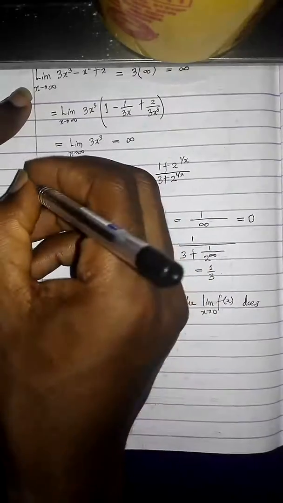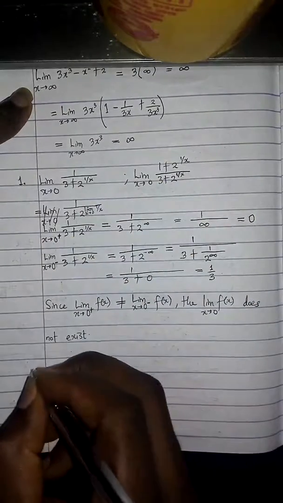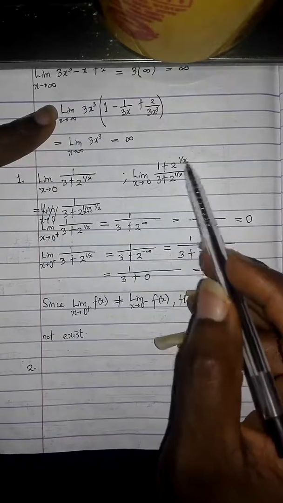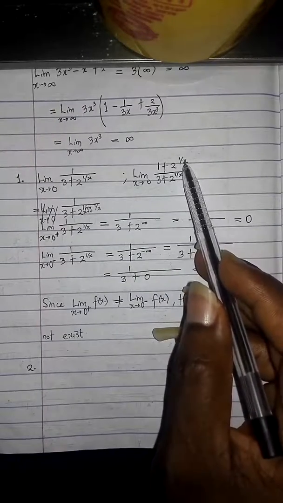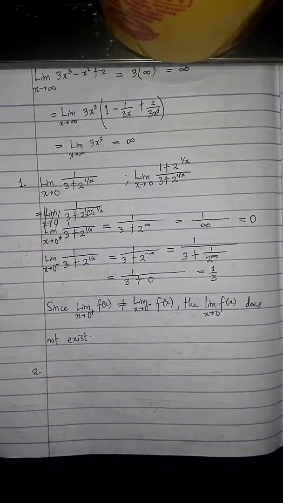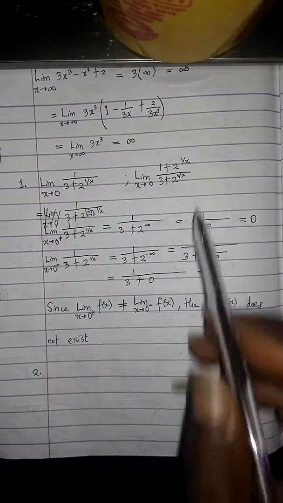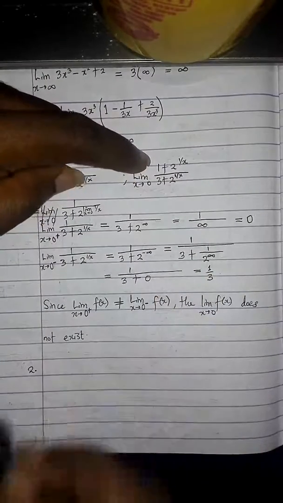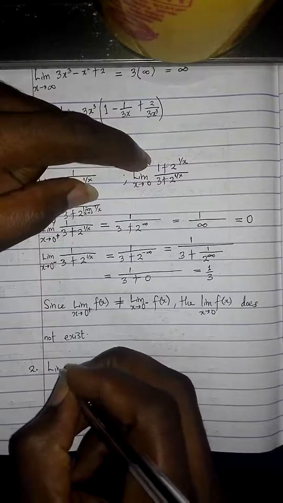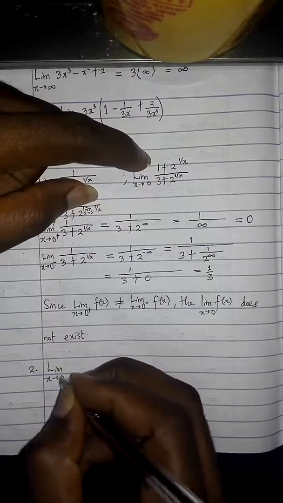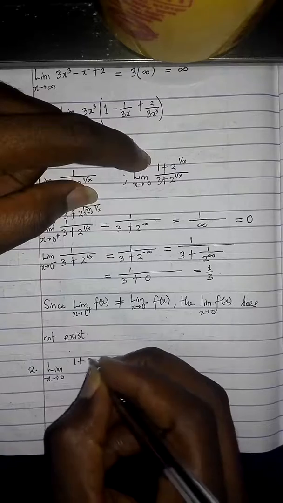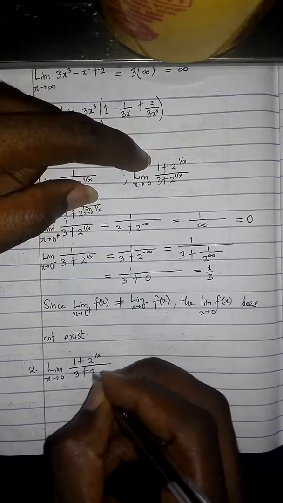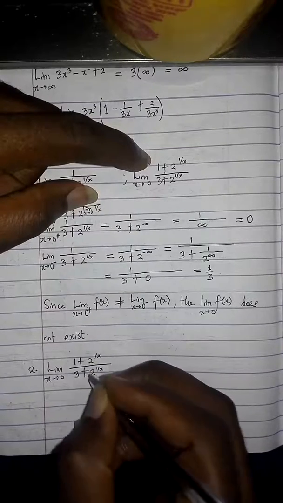If you look at the second one, this is the number one problem right there. If you look at the second one also, the limit of this does not exist because it has different values, depending on the sides. So we're going to evaluate the limit in pieces also. So we take the first piece. First write this out. We're interested in the limit as x approaches 0 of 1 plus 2 raised to power 1 over x divided by 3 plus 2 raised to power 1 over x.